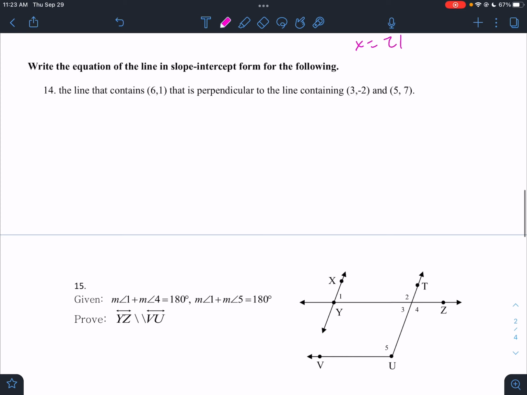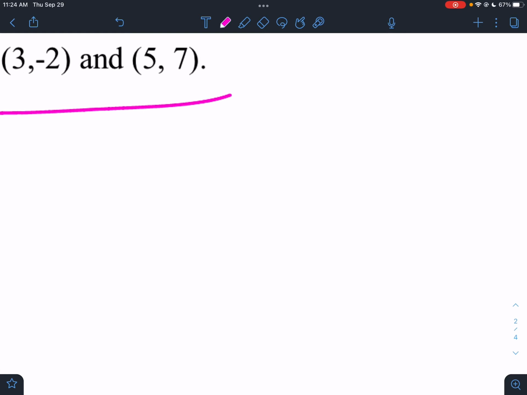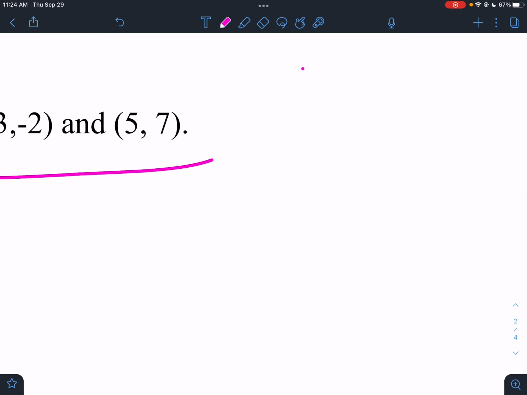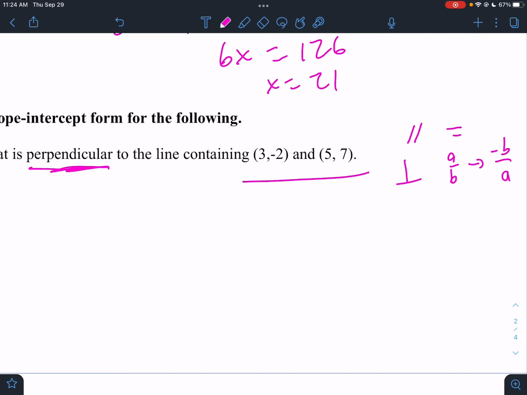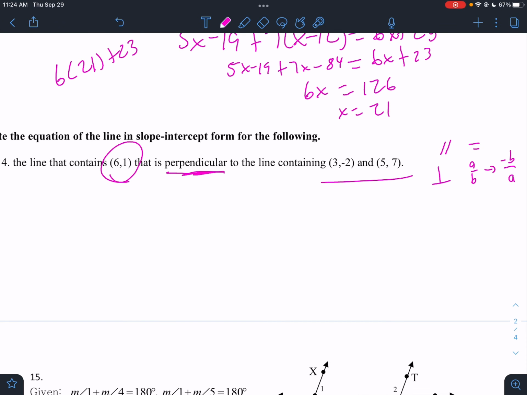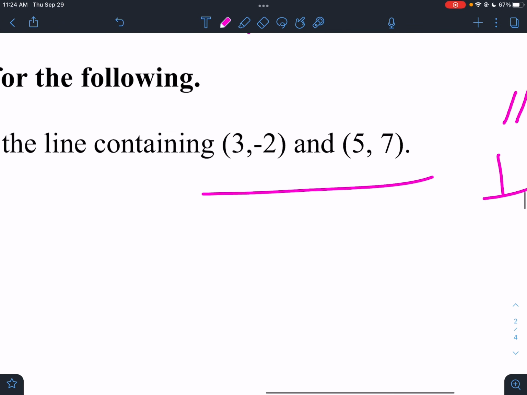Write the equation of the line in slope-intercept form for the following. The line contains this point. It must be perpendicular to this one. Okay. So remember that parallel slopes are equal and perpendicular slopes are opposite reciprocals. So we talked about that before. I'm not going to go over that more right now, but this is perpendicular. I need the opposite reciprocal. So let's get the slope first.